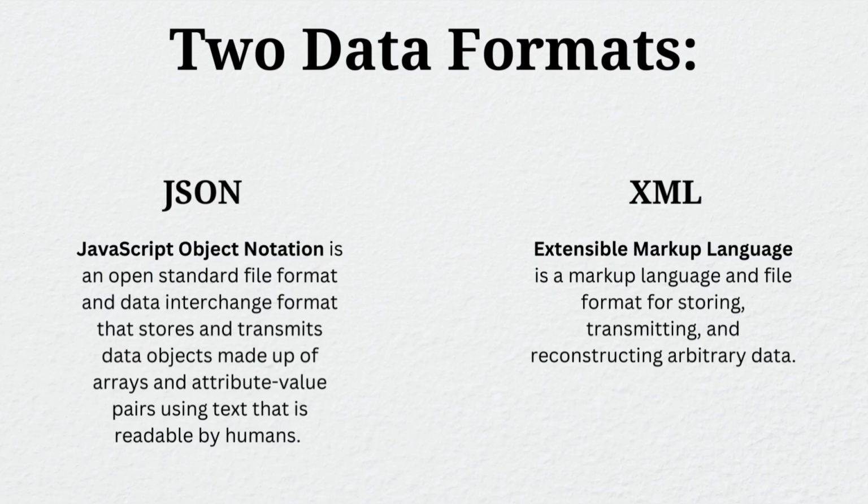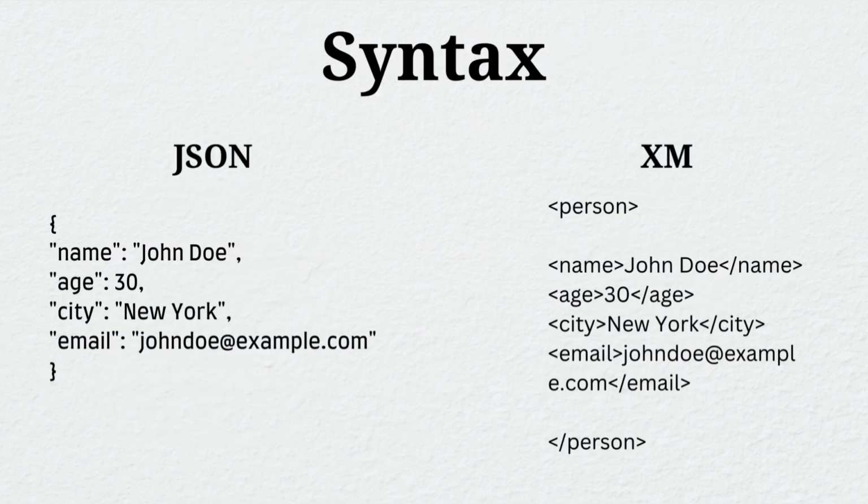In simple terms, JSON is lightweight and based on the syntax of JavaScript code, which makes it easier to read and write. On the other hand, XML stands for Extensible Markup Language, and it functions by providing formats and conventions for storing, transmitting, and reconstructing arbitrary data. XML is more verbose than JSON, which makes it less efficient for larger datasets.